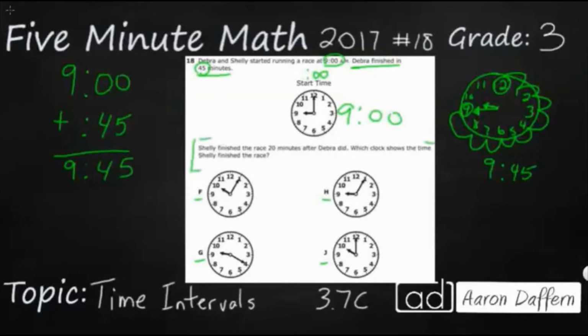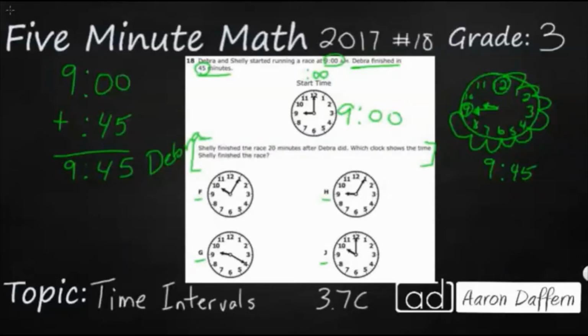That's the tricky part, guys: when you do the initial addition and you think you have the answer of 9:45 and you don't find it, don't just guess. Let's keep reading. Let's see if there's something we missed, and there was something we missed. Shelley finished the race 20 minutes after Deborah. So Deborah finished, let me write this right here. Here's Deborah. Deborah finished at 9:45, and then Shelley finished 20 minutes later.